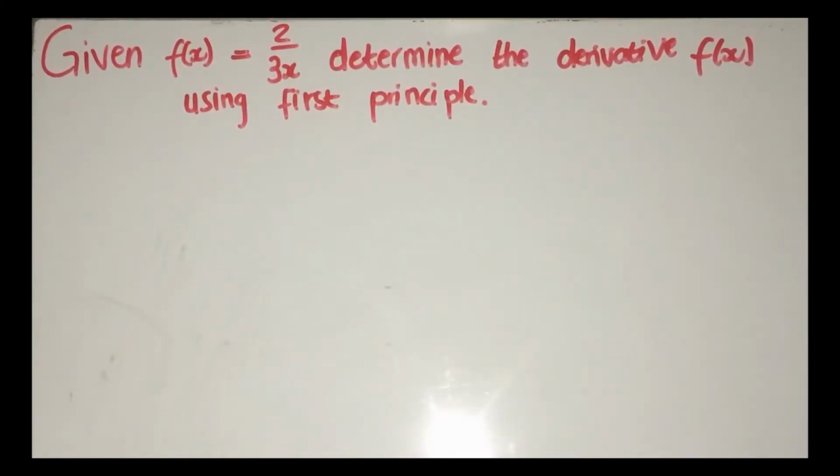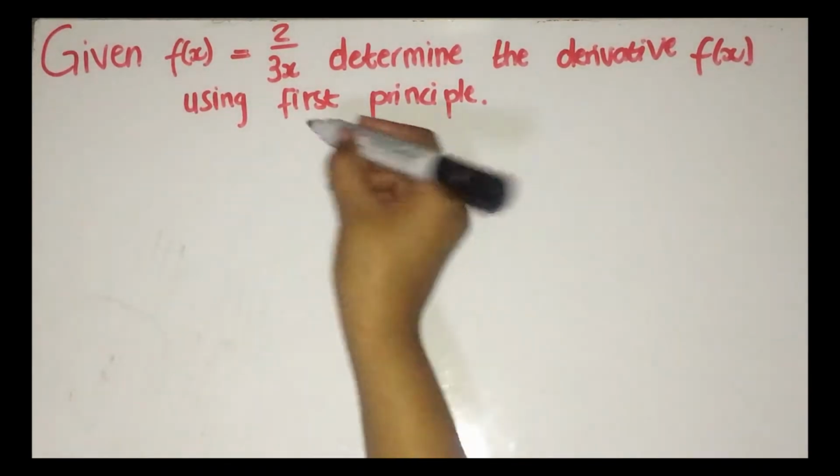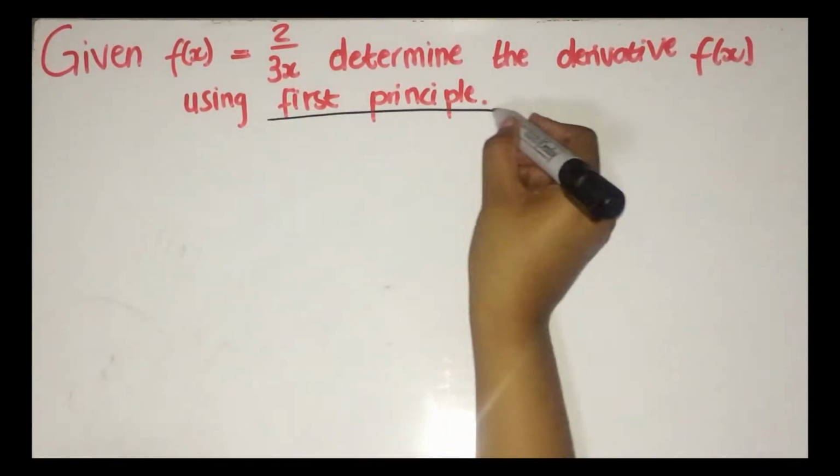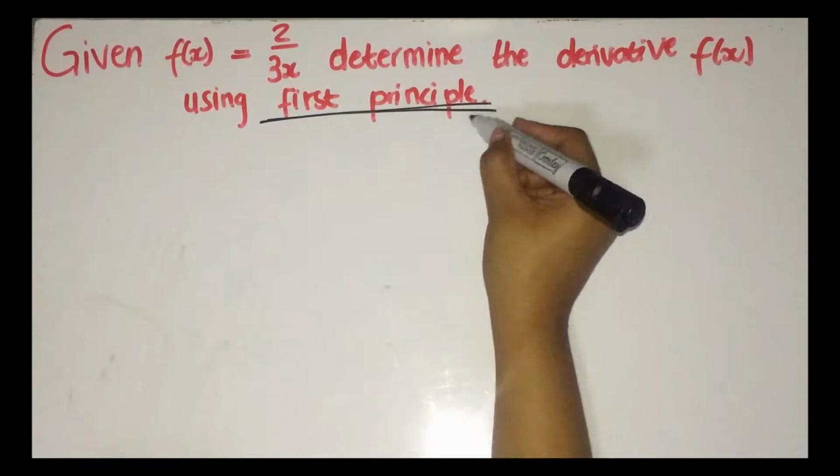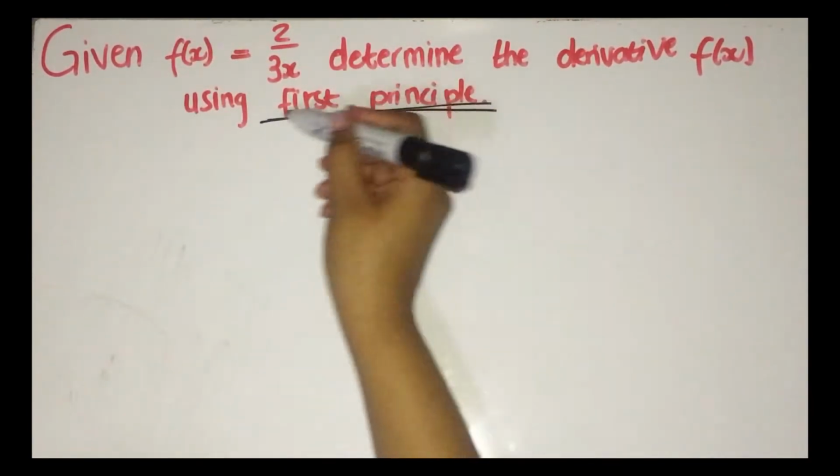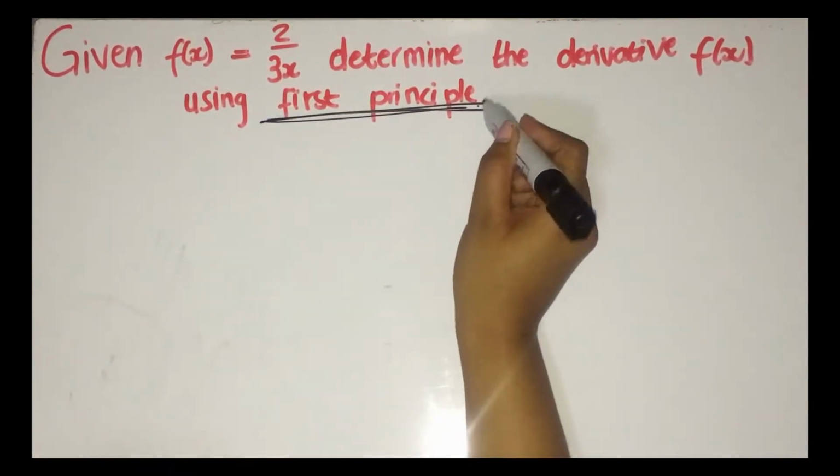Our next question says: given f of x is equal to 2 over 3x, determine the derivative of f of x using the first principle. So now they have given us a restriction, which is that we need to use first principle. So we cannot just derive the way we like, we must use first principle.